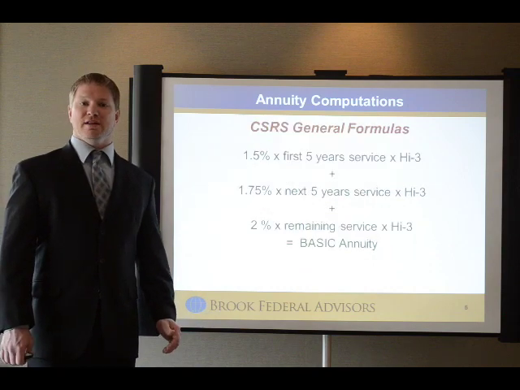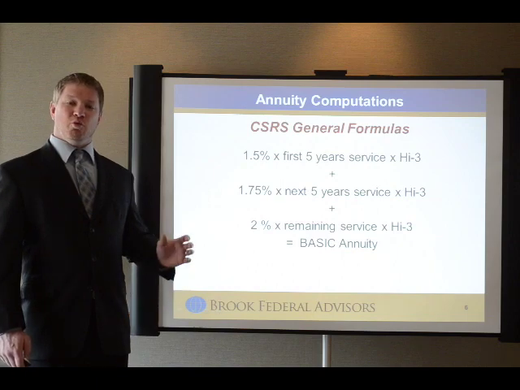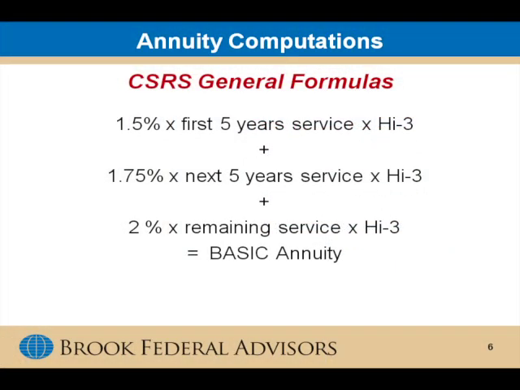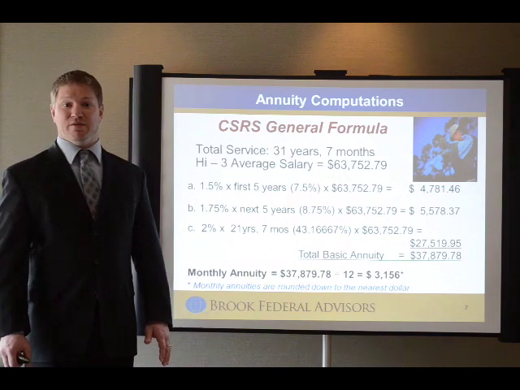The general formula for calculating a CSRS annuity is based on which years you're looking at. You get 1.5% for the first 5 years, 1.75% for the next 5 years, and 2% of the remaining service that is applied for the final calculation of the basic annuity. Now we're going to take a look at an example.